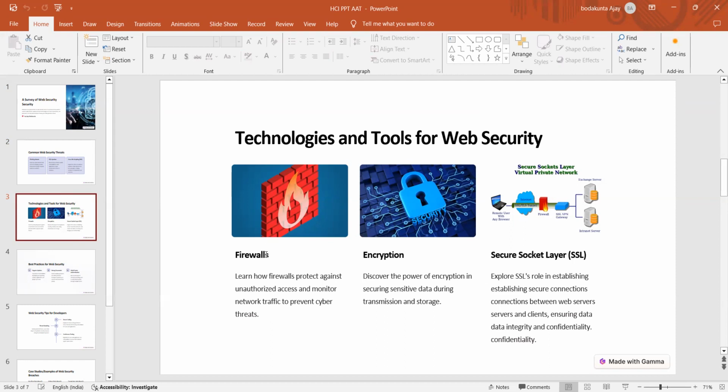The other technology used for web security is secure socket layer. Secure socket layer establishes secure connections between web servers and clients, ensuring data integrity, confidentiality, etc. So secure socket layer is used to establish secure connections between web servers and normal clients also.